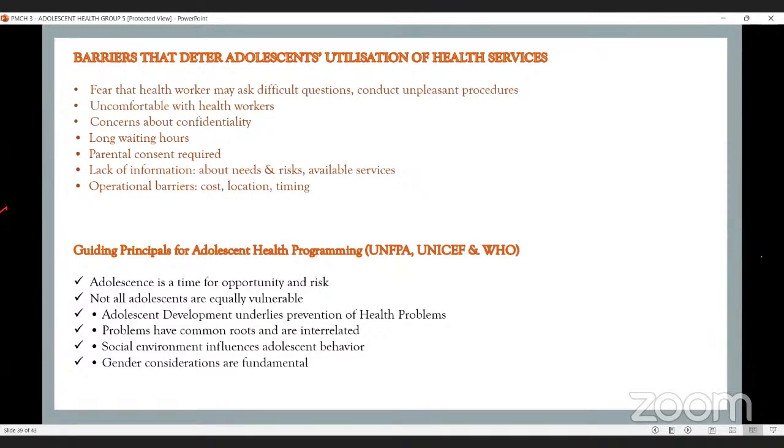Adolescence is a time for opportunity and risk. Not all adolescents are equally vulnerable. Adolescent development underlies prevention of health problems. Problems have common roots and are interrelated. Social environment influences adolescent behavior. Gender considerations are fundamental.